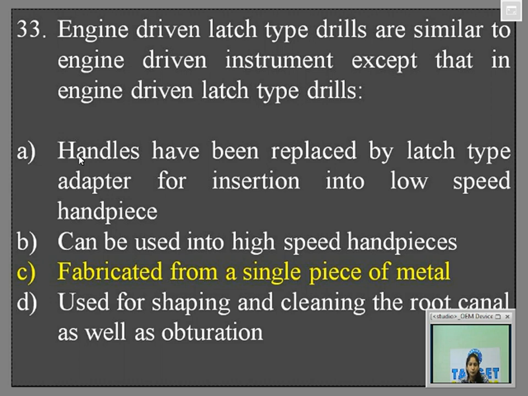Then you have your group 3. Group 3 is those instruments which have a latch type attachment to be attached to your engine driven handpiece, and they are all in a single piece, that is your Gates Glidden and your Piezo reamers. So engine driven latch type drills which are all made in a single piece of metal. So this includes only two: Gates Glidden burrs and Piezo reamers.